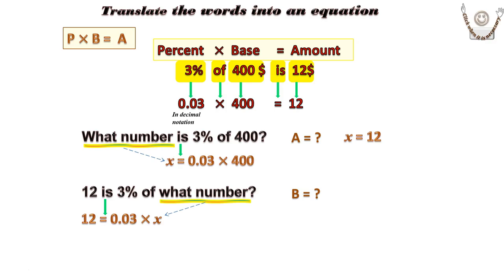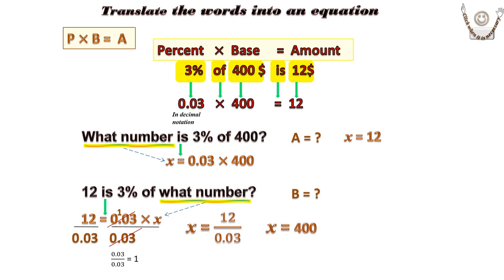Second equation. 12 is 3% of what number? 12 equals 0.03 times x. We are looking for the base. Let's solve this for x. We have to divide both sides by 0.03 and simplify. 0.03 divided by 0.03 is just 1. So then we will have x equals 12 divided by 0.03. Use your calculator and you will see x is 400. Base is 400.